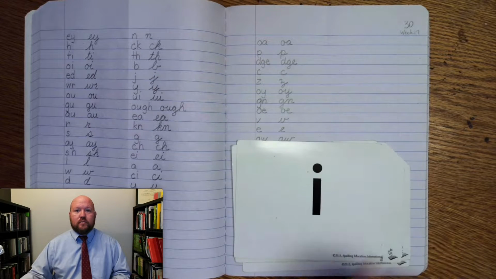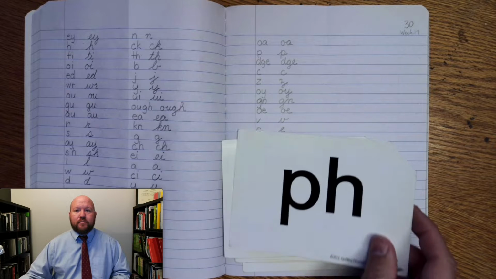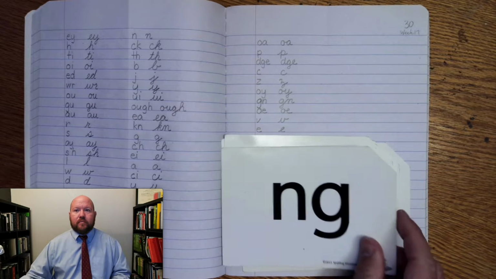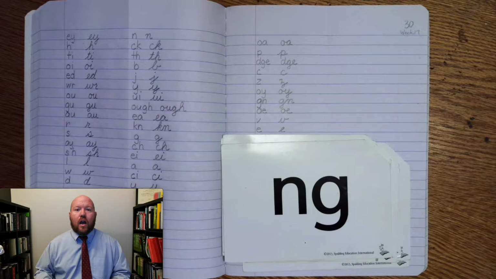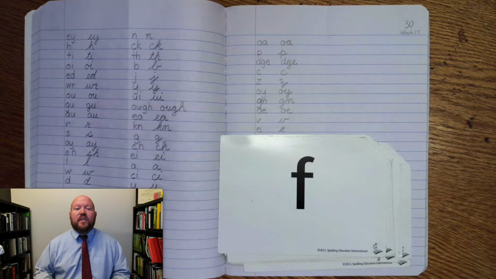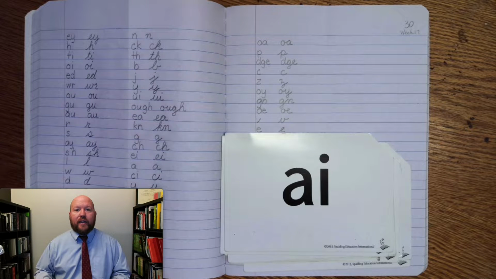Or. I, I. O, U. Two letters. Ung. First. A, not used.